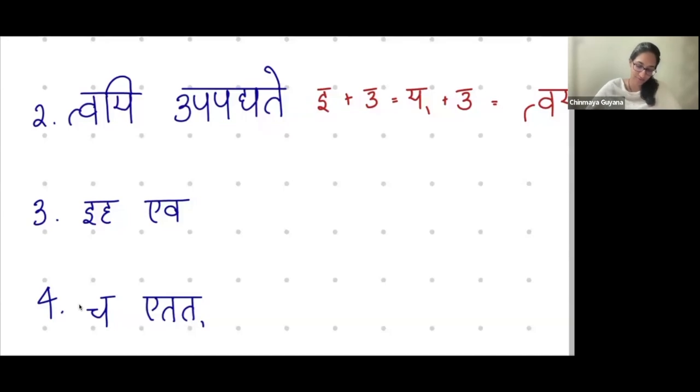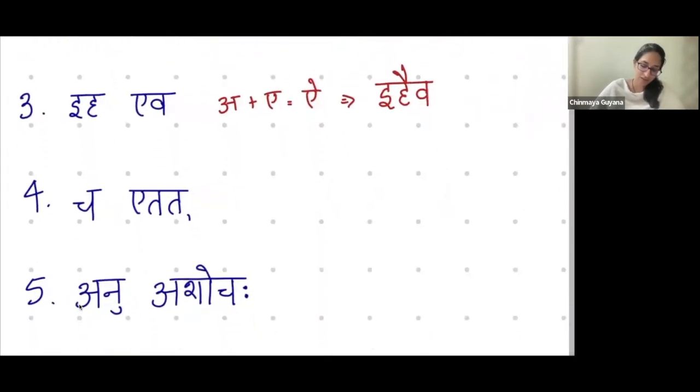Iha eva. A plus A equals A. Then you get E, ha, va. Eheva. The A has two cherries here, even though it has only one cherry on the actual vowel. That's just the way it's written.